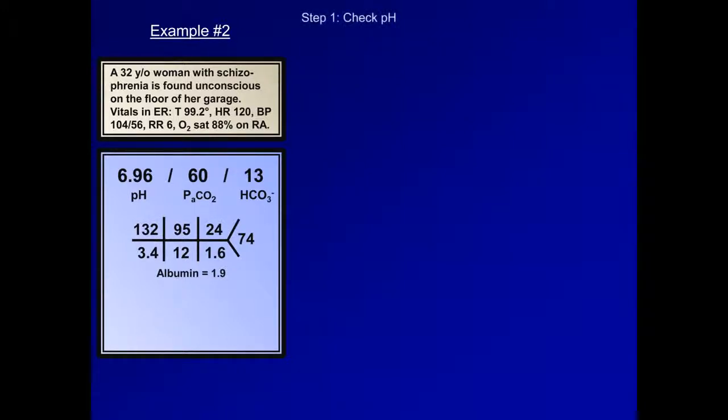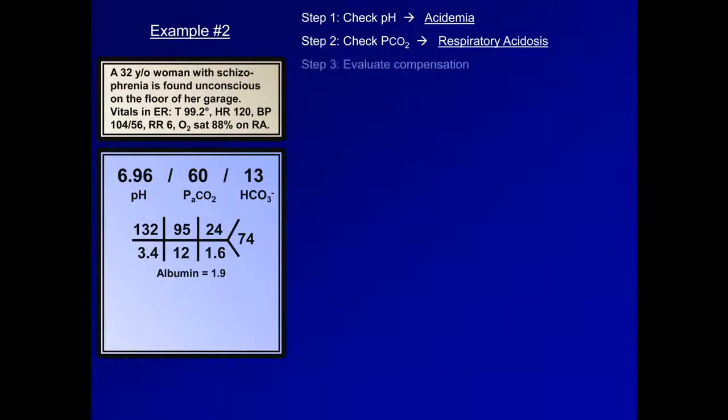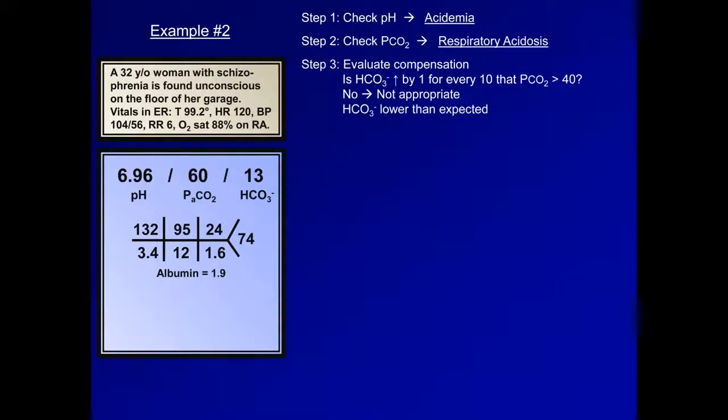Step 1. Check pH. Obviously, an acidemia is present. Step 2. Check the PCO2. There is a respiratory acidosis. Step 3. Evaluate compensation. This sounds like an acute process from the brief vignette. For an acute respiratory acidosis, the bicarb should be increased by 1 for every 10 that the PCO2 is greater than 40. But the bicarb here is actually decreased.